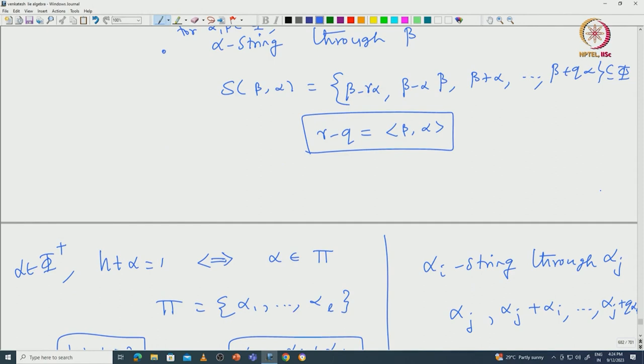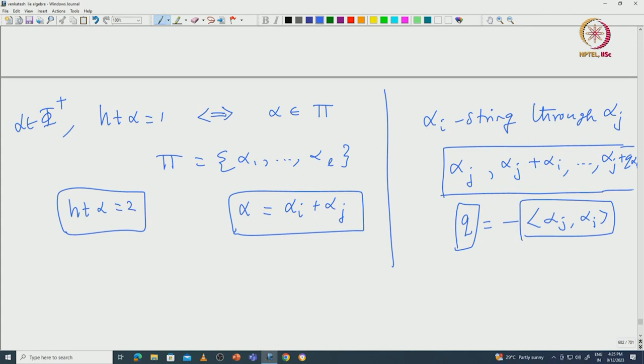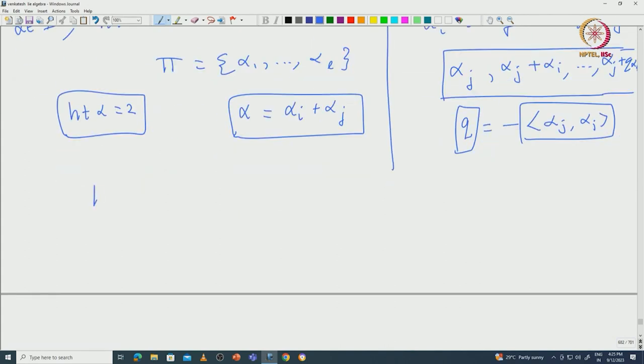So this is the case. In particular, since we know this Cartan number, the angle between alpha j and alpha i, in particular we know this q. So we know all these alpha i strings through alpha j. So all these strings can be recovered, and in particular height 2 elements can be recovered. So height 2 elements of phi are recovered.